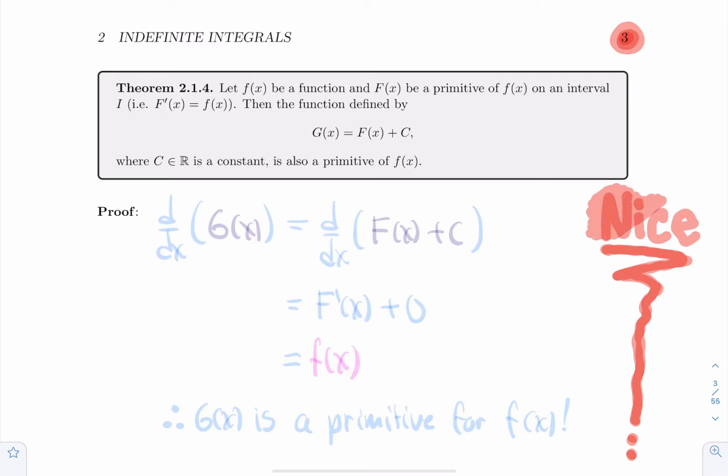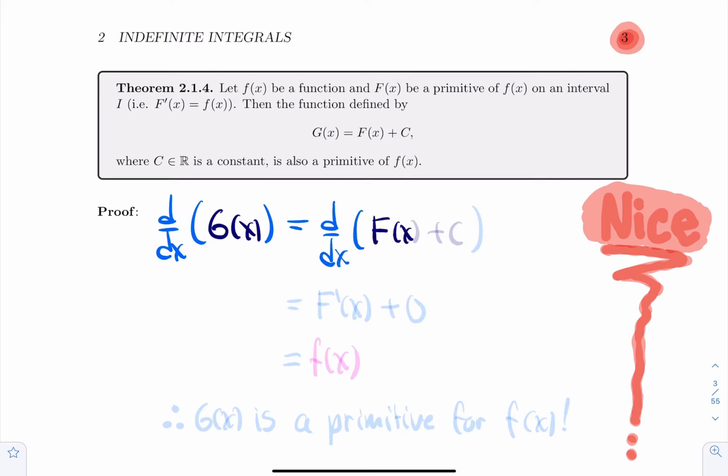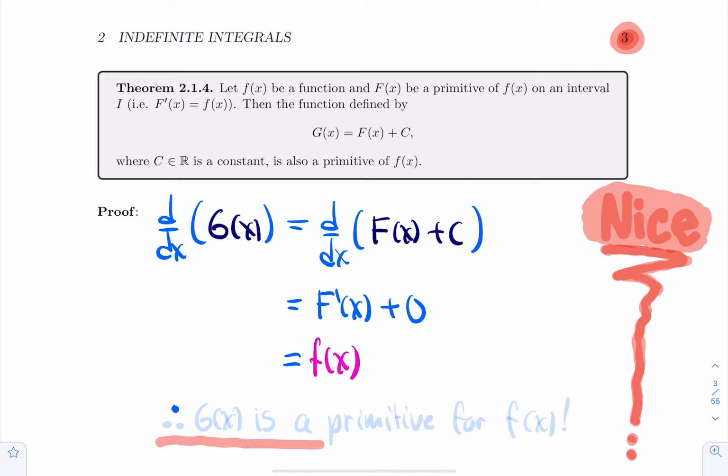So let's prove it. To prove it, we just have to show that G prime is small f. So let's compute the derivative of big G. So big G is by definition or construction big F plus C. So we want to compute the derivative of big F plus a constant. The derivative of big F is F prime. The derivative of any constant is 0. Because big F is a primitive, then big F prime is small f. Small f plus 0 is just small f. That's it. That's all. Big G is a primitive for small f.